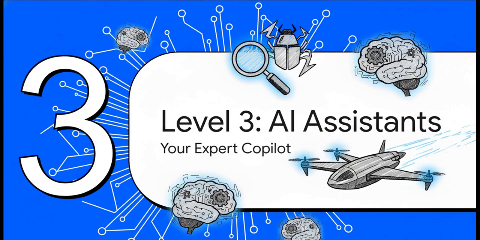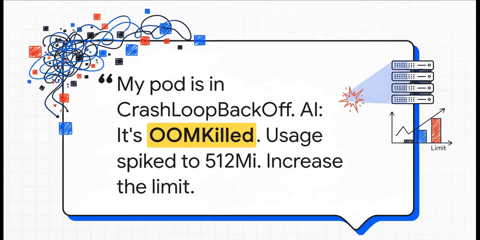All right, now for the really cool stuff, level 3. This is the cutting edge. This is where we start using AI to act like an expert co-pilot, something that can speed up our analysis and give us actual answers, not just more data to dig through. And this is a perfect example of what I mean. Instead of you digging through logs and event descriptions, you just ask Lens Prism in plain English, "Hey, why is my pod failing?" And it comes back not just with the problem, an out-of-memory kill, but with the specifics, the memory limit, what the usage spiked to, and a concrete recommendation on how to fix it. That's a massive time saver.